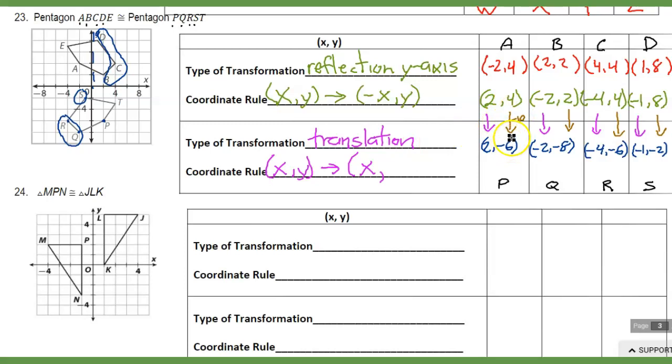4 minus 10 is negative 6. 2 minus 10 is negative 8. 4 minus 10 is negative 6 again. And 8 minus 10 is negative 2. So I'll have y minus 10. All right. One more to go.